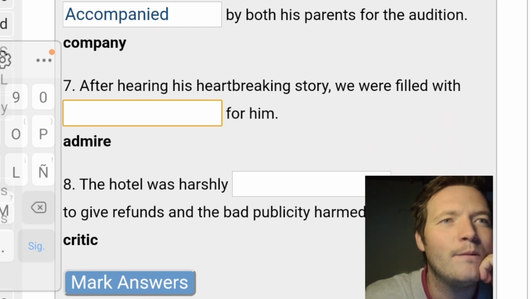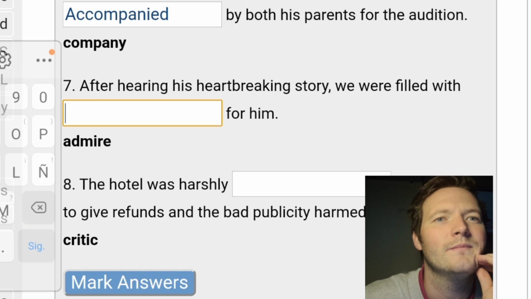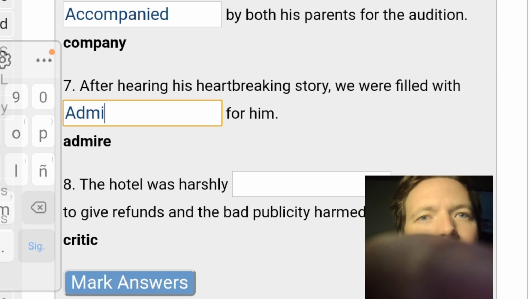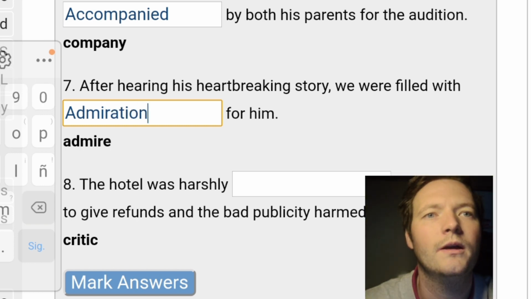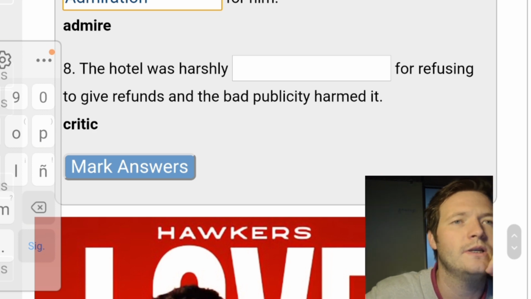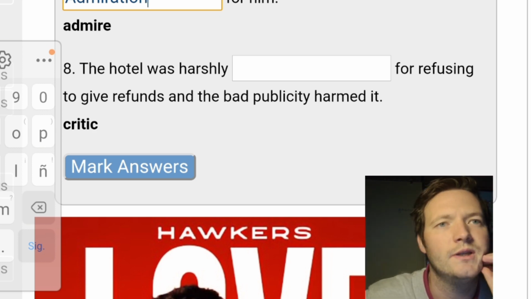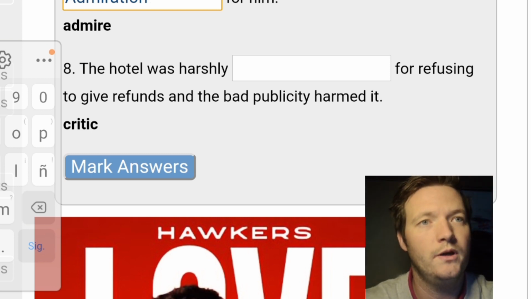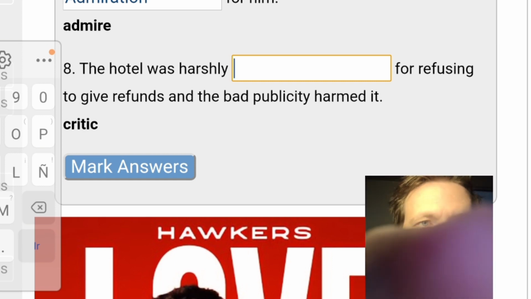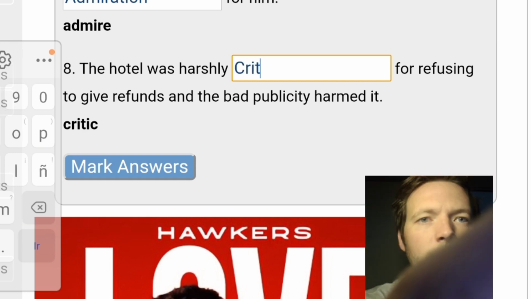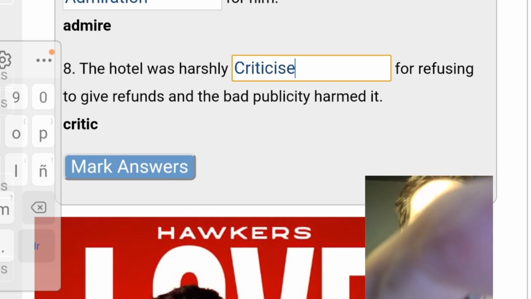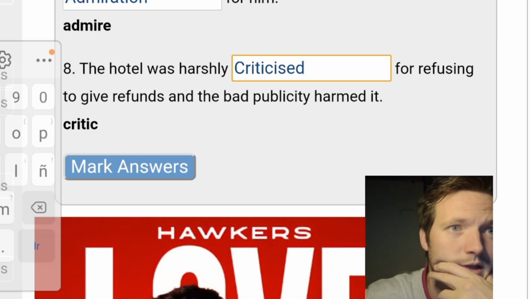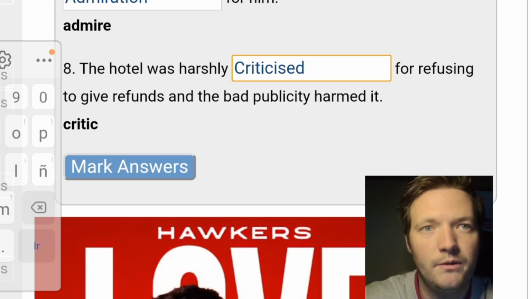Okay, after hearing his heartbreaking story, we were filled with admiration for him. Okay, last one. The hotel was harshly criticized for refusing to give refunds, and the bad publicity harmed it. It was a verb. It was harshly criticized for refusing to give refunds, and the bad publicity harmed it. Yeah, they don't give money back.